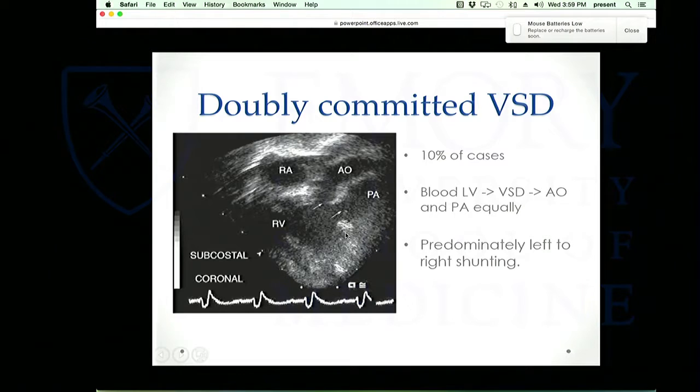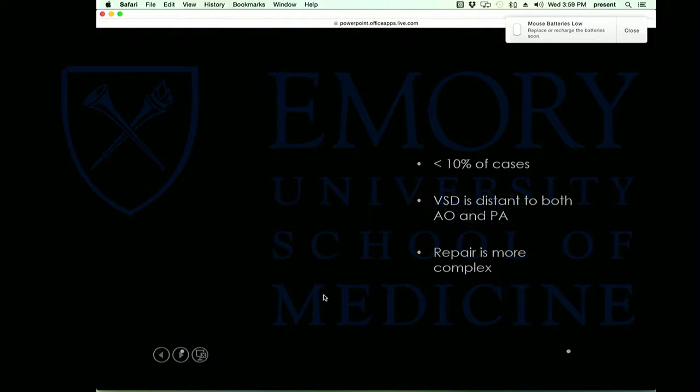And then this is just an echo picture of a doubly committed VSD. So this is the VSD here, and then the aorta and pulmonary artery. This is in a subcostal view. You just see that it's easy for the blood to flow both ways. So I don't know why this one is black. This is the second one that's weird.